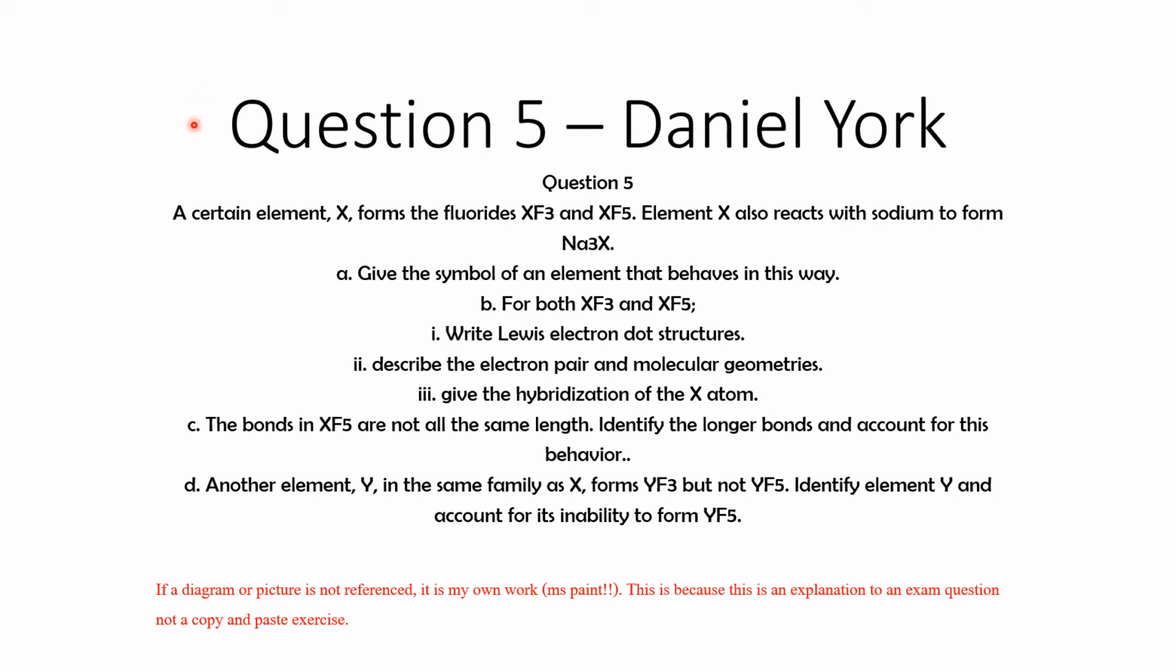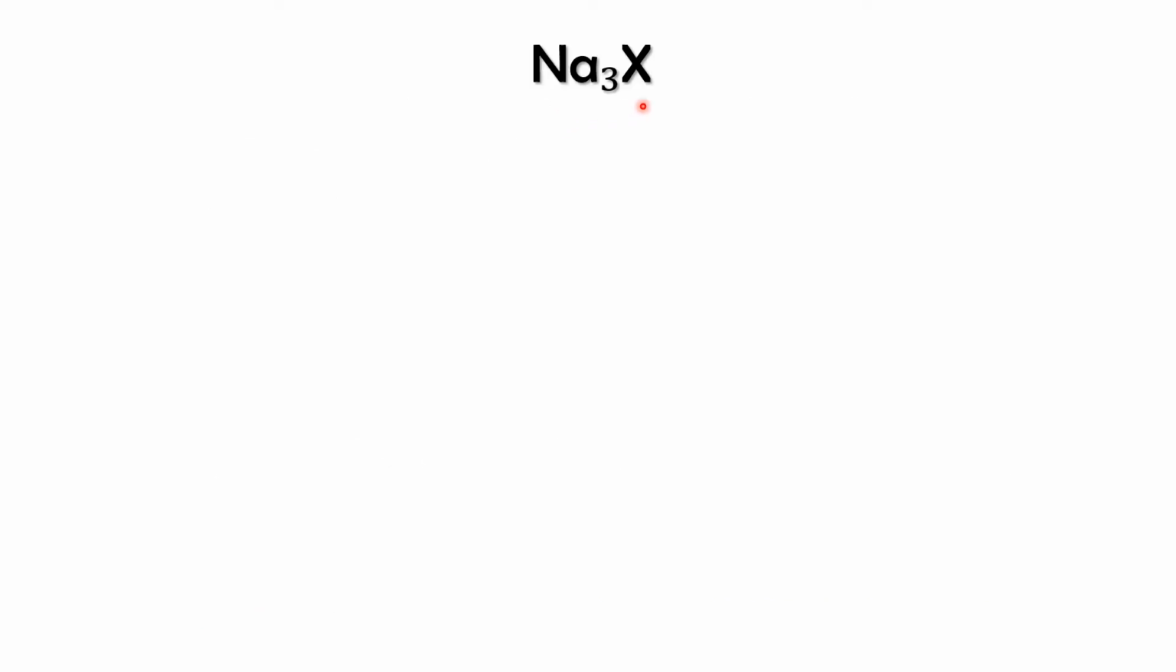Question 5. This question is about element X, which forms trifluorides, pentafluorides, and trisodium X. Atom X is phosphorus, as it can form all three of the molecules. First molecule we'll look at is trisodium phosphide.